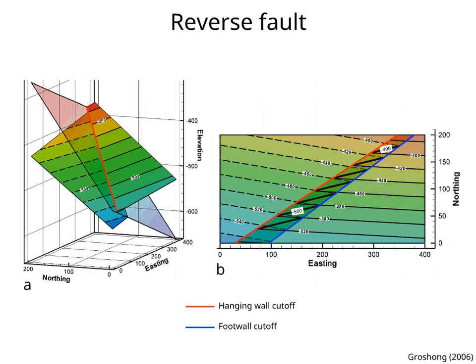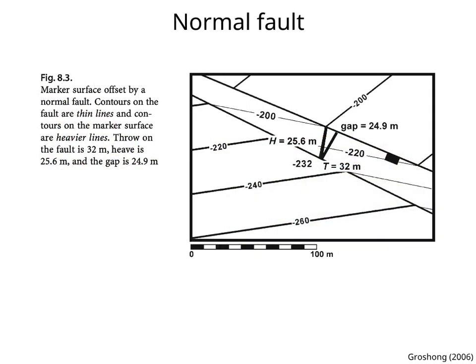The cutoffs define a fault polygon. Within the fault polygon, the horizon is repeated. The elevation contours within the fault polygon are the structure contours of the fault. The fault dips southeast. This is a structure map for a normal fault offsetting a horizon.